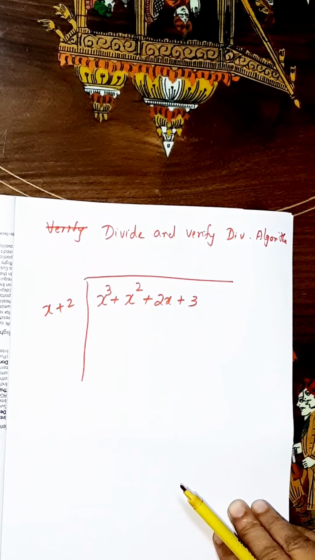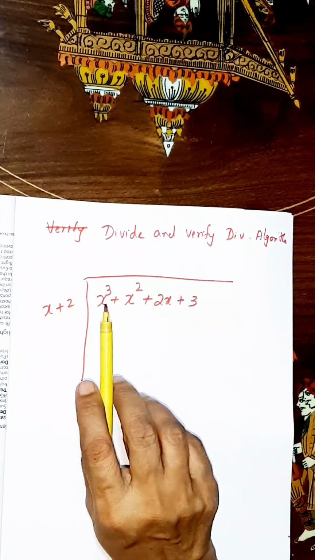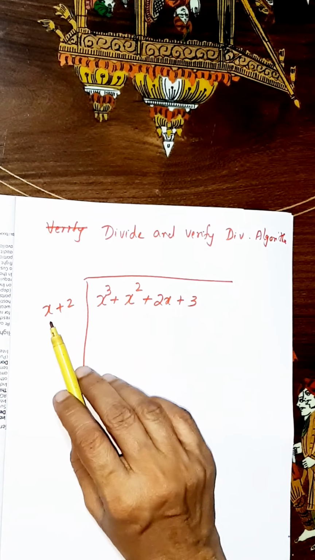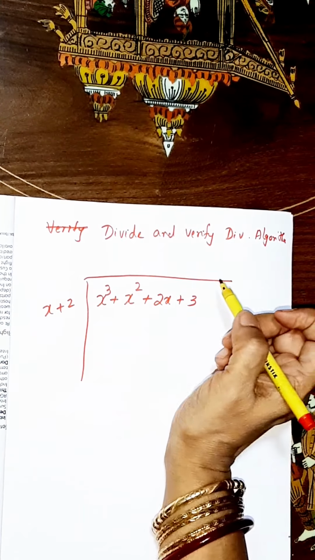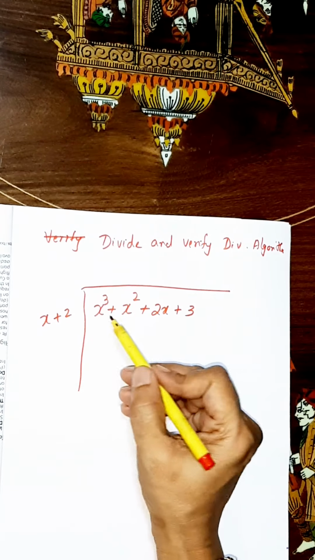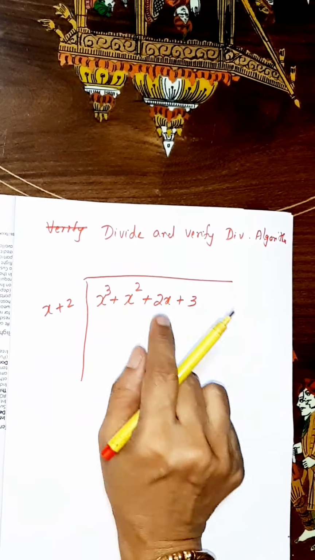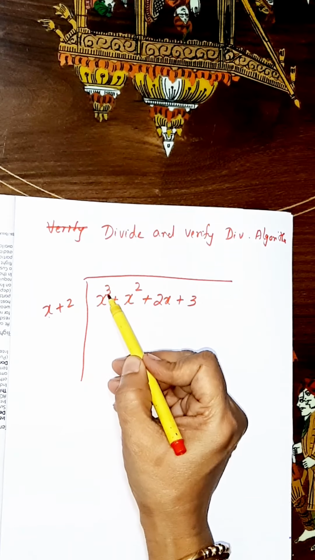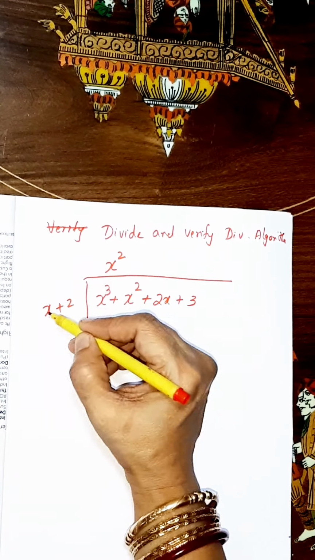The first thing that you should remember while dividing is, you have to always write the polynomial in descending order. Whatever order it is given in, you first write it in descending order, and similarly the divisor also has to be written in descending order. Now x cube is the first term. We will be eliminating each term from the left side. Here x into some variable gives x cube. What is that variable? It is x squared. If you multiply x squared with x, you get x cube.